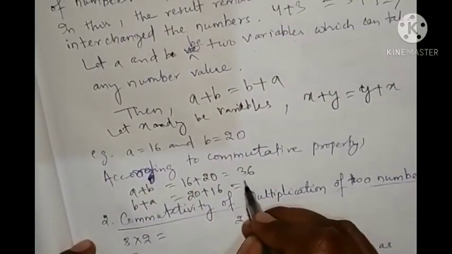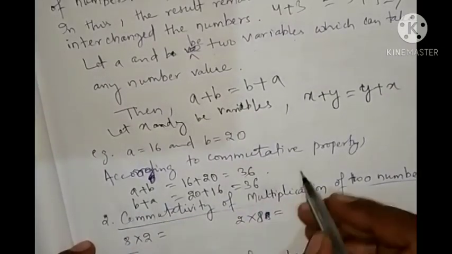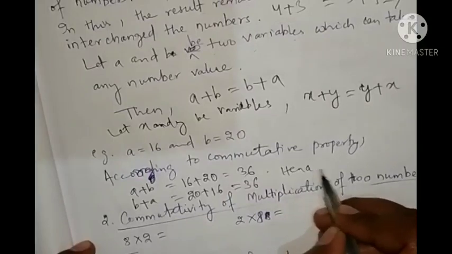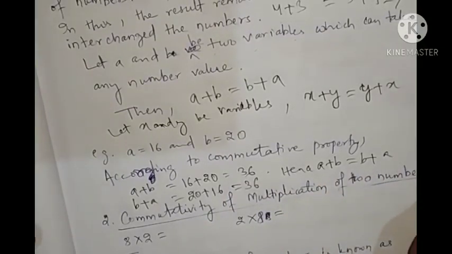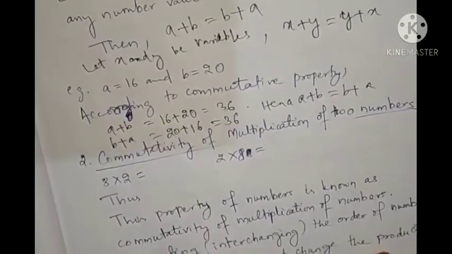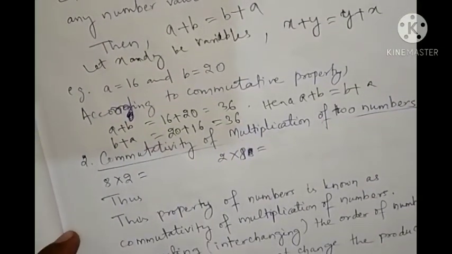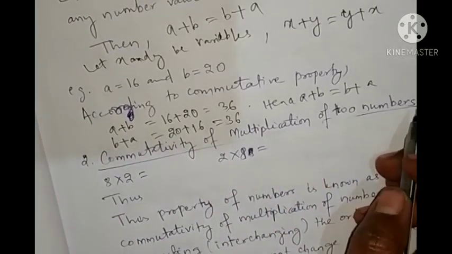So 20 plus 16, it is how much? 36. So A plus B is 36, B plus A is 36. Hence, what we can write? A plus B equal to B plus A. Okay. So this is our commutative property of addition. Next, we will see commutativity of multiplication of two numbers.